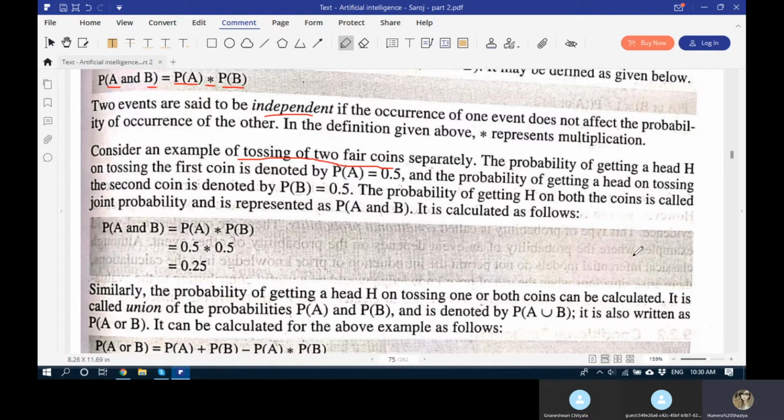So the probability of getting heads on both the coins is called joint probability and is represented as P of A and B, which is calculated as P of A into B. So in the first case it is 0.5, in the second case also it is 0.5. So when you multiply both you get 0.25.